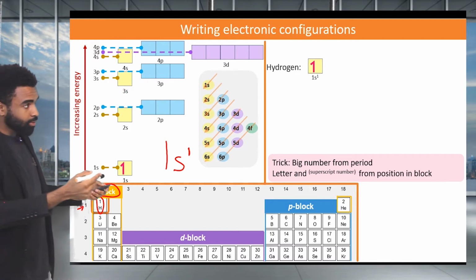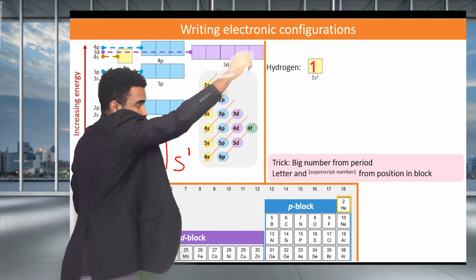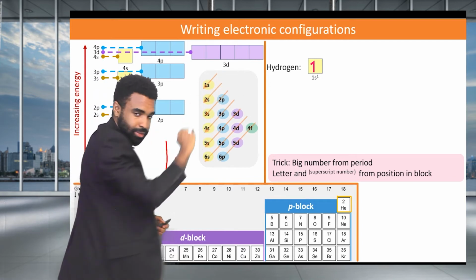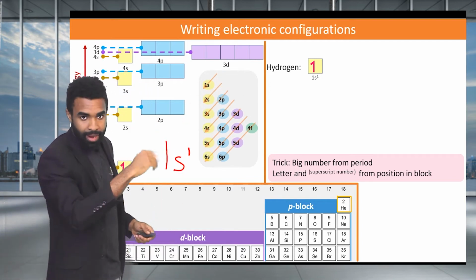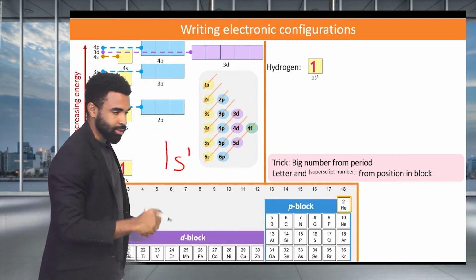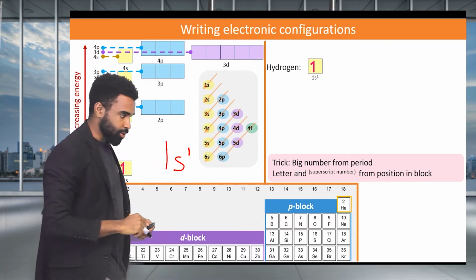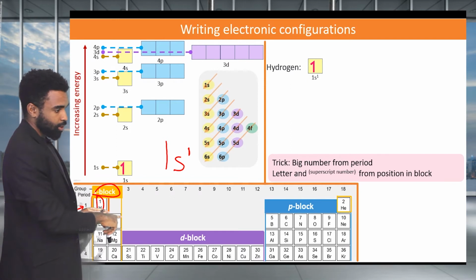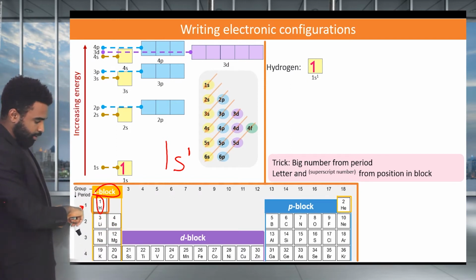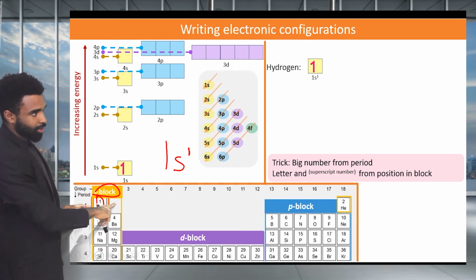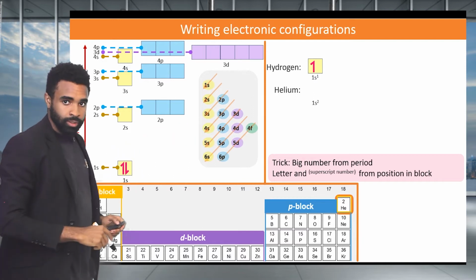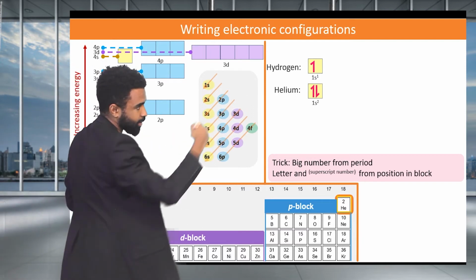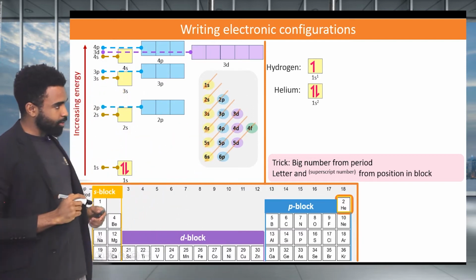How do we draw it? We just put the s box, and we put an up arrow or down arrow, it doesn't matter, as long as the other one is in the opposite direction. Let's move on. Helium, we said, belongs here. So it'll be period 1, position 2 in the S block. That's 1s2. And how do we draw it? Just like that, with two opposite arrows.